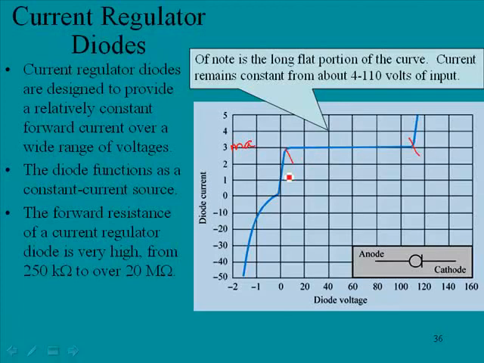Now the current is not constant down here, and this would be in the lower voltage reverse regions, and our concern is not there because our concern is as a constant current device. And this is the symbol that you would see in a current regulator diode.